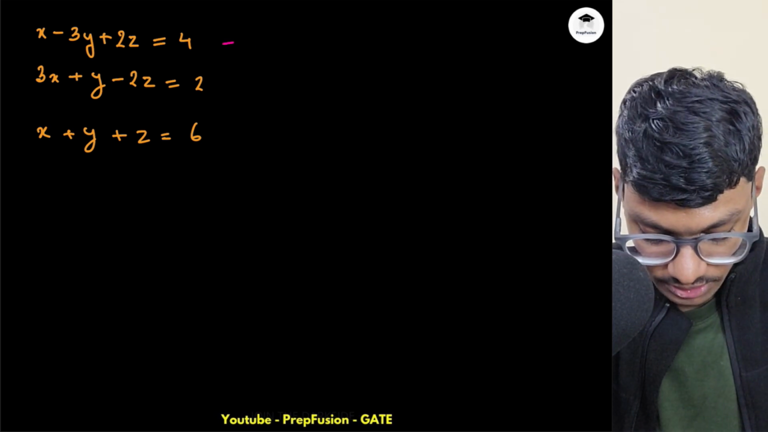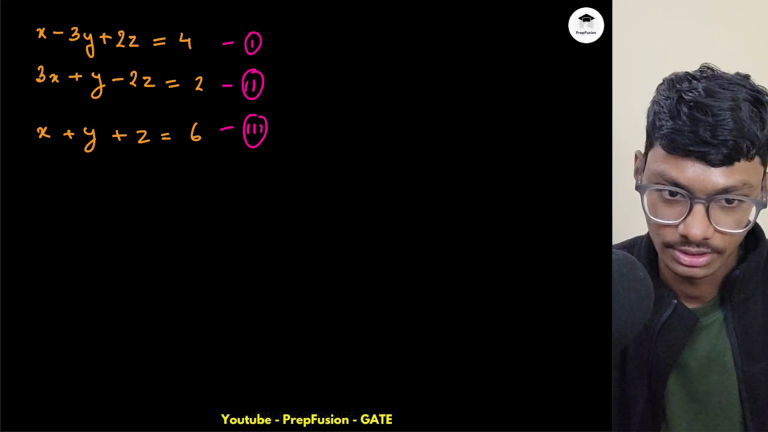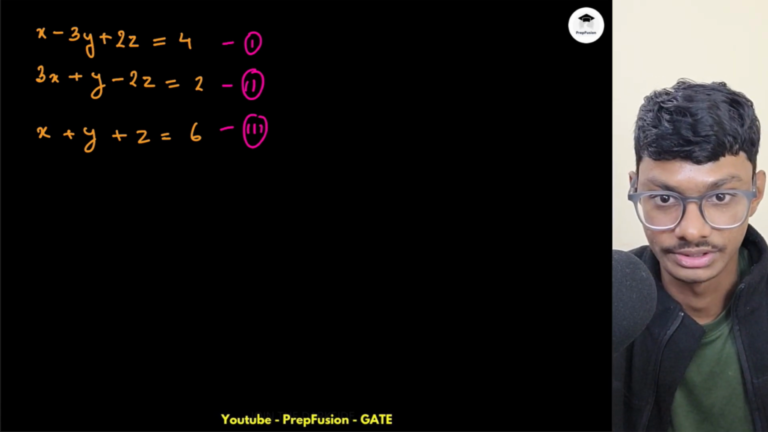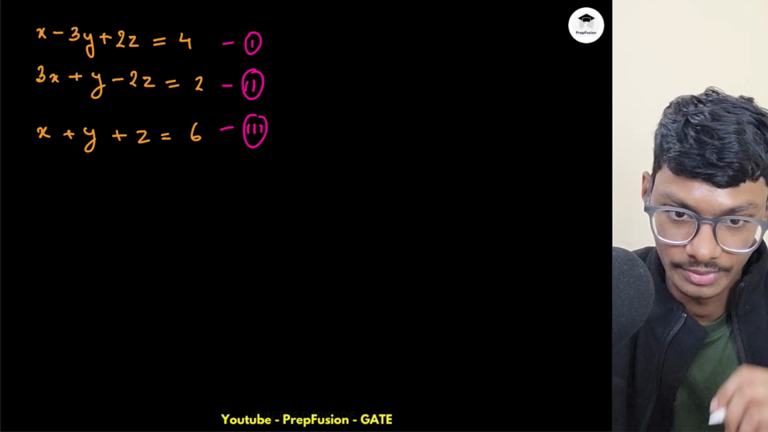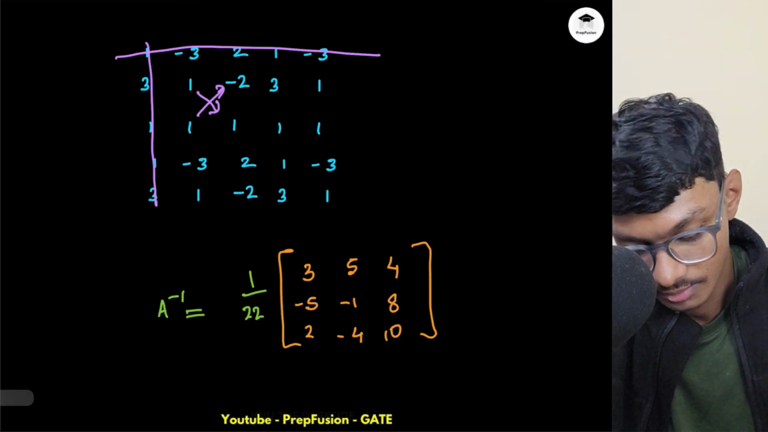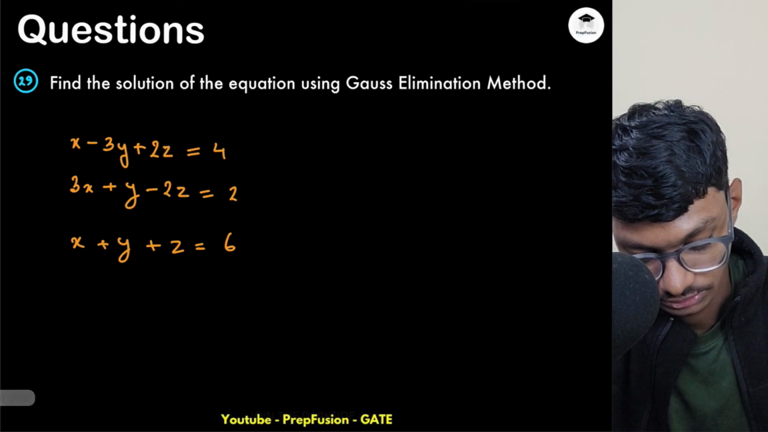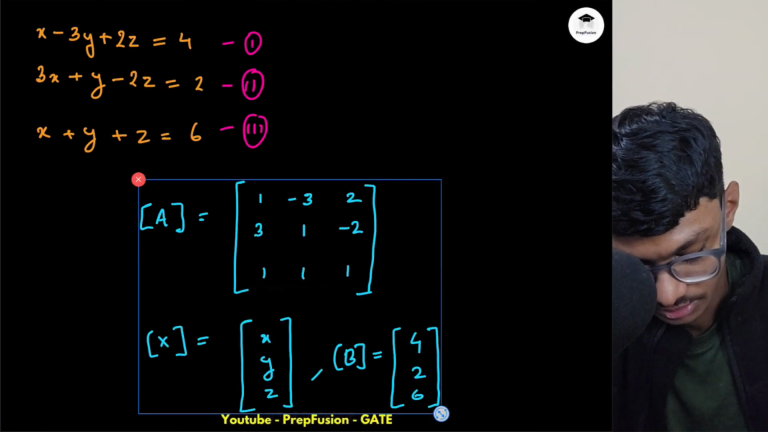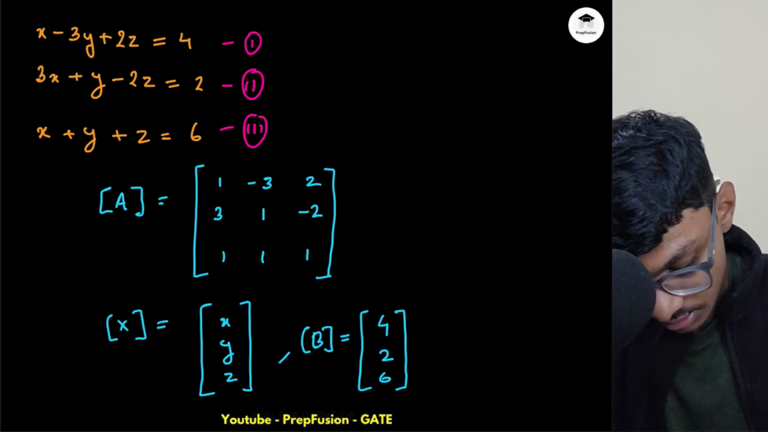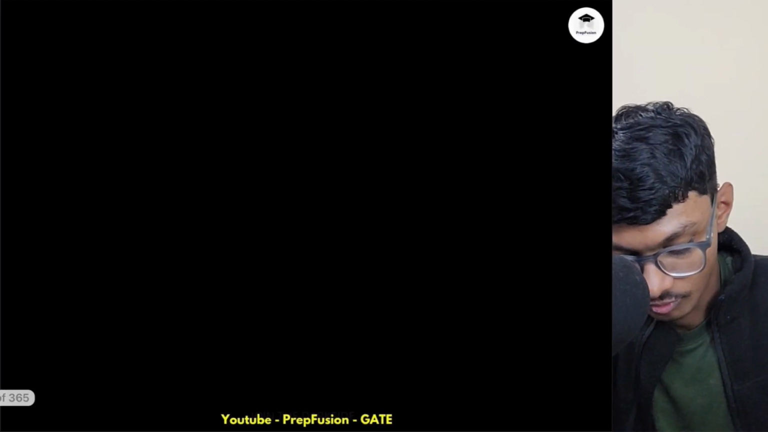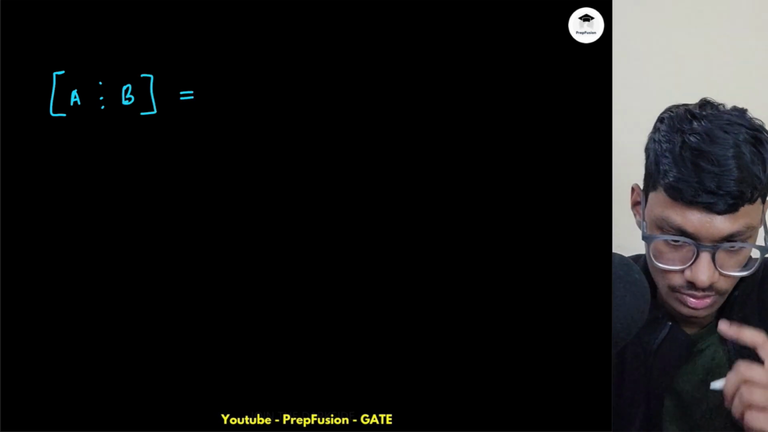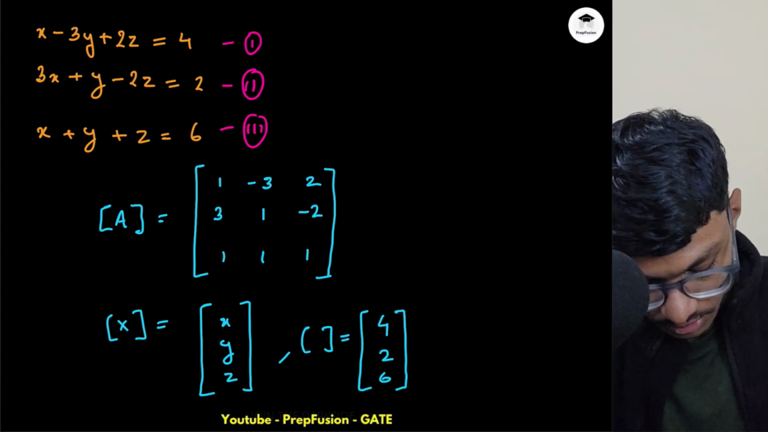So this is the first equation, this is the second equation, and this is the third equation. With this set of equations, we can form an augmented matrix. We already know what A, B and X are. Through this A, B and X, I will form an augmented matrix. An augmented matrix is where I'm trying to join two different matrices that are not exactly the same. I'm trying to join A and B. I should write this in small letters, else people might get confused.